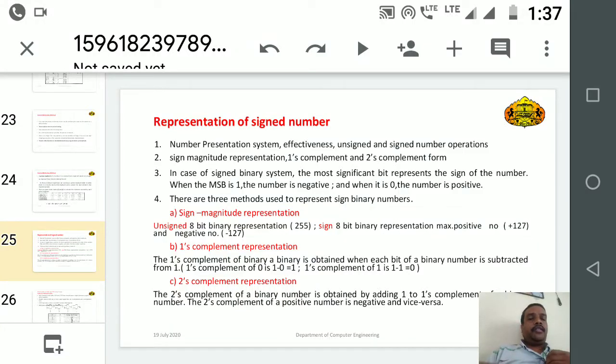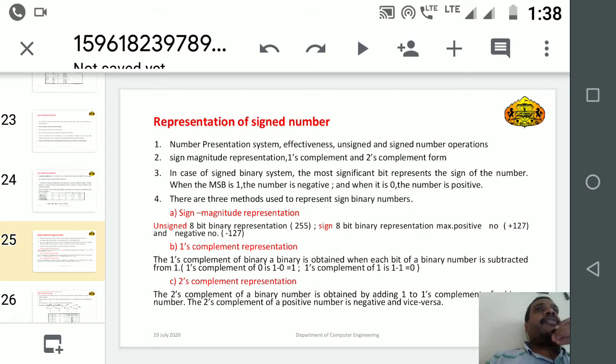Okay, good morning, students. This is your sixth lecture, and in this lecture, we will see the representation of signed numbers. So how to represent signed numbers, whether in the form of sign magnitude representation, one's complement, or two's complement.